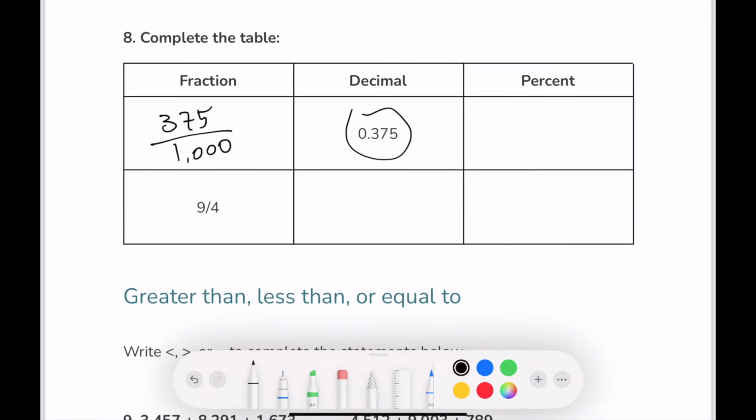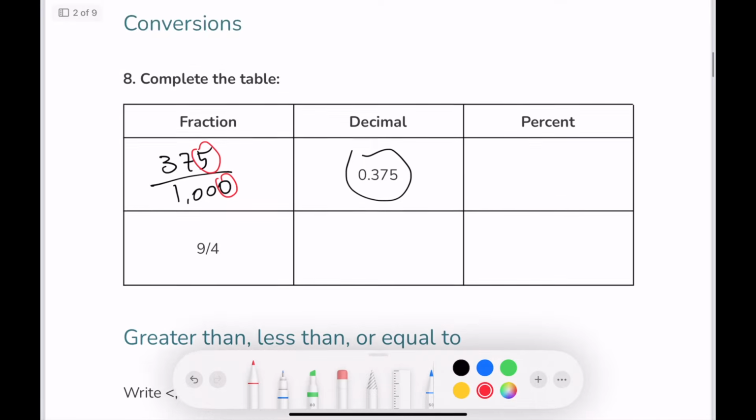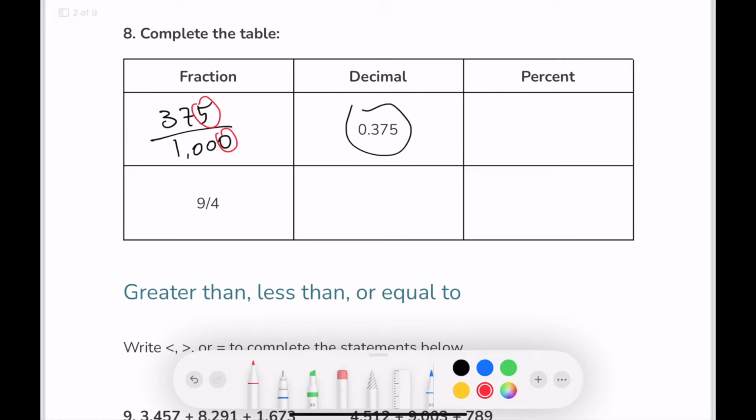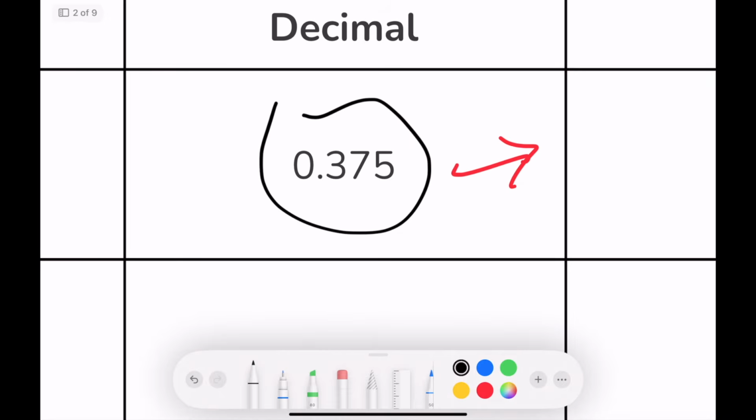Now I do notice that this is a 5 and this is a 0, so that means that we could reduce it, but the directions never said to reduce to simplest terms. So we're going to keep it just like that, and now let's move on to converting the decimal to percent. Now in order to convert this decimal into percent, we simply multiply by 100, and when we do that, we just go whoop, whoop, put it right there.